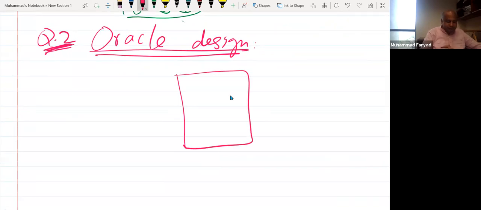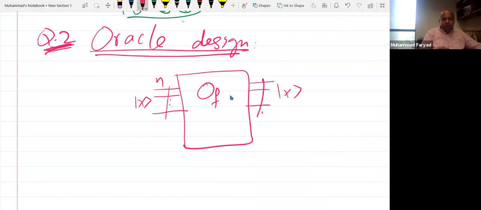Let's say it is a part of the algorithm that takes as input a certain number of qubits, and then it gives at the output the same input. So the first thing that you have to make sure whenever you are designing an oracle is not to disturb these input states, because they have to go all the way to the output as they are. So that's number one thing that you have to keep in mind.